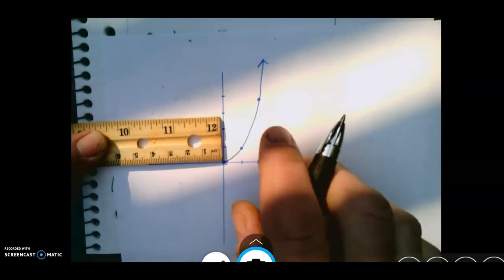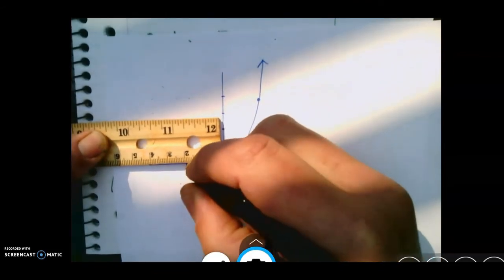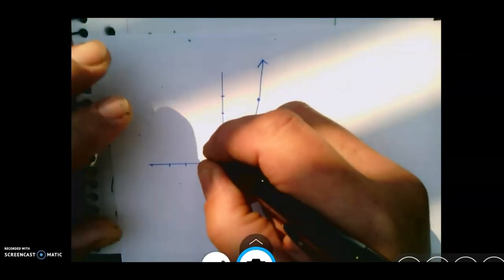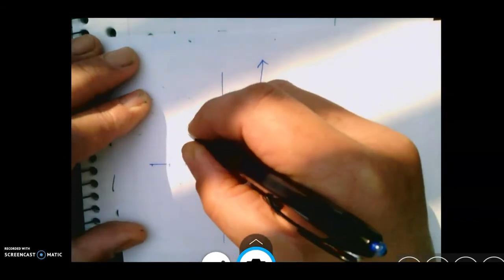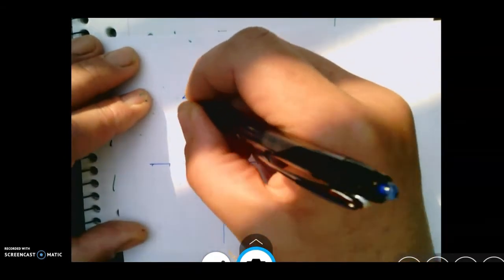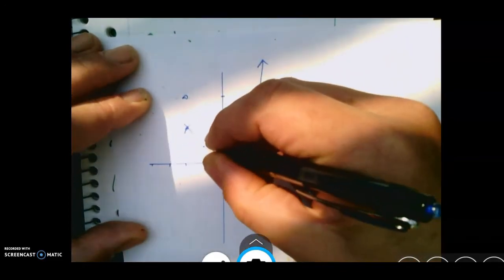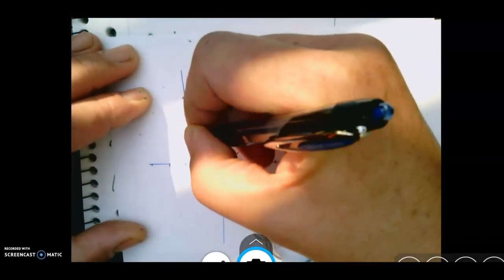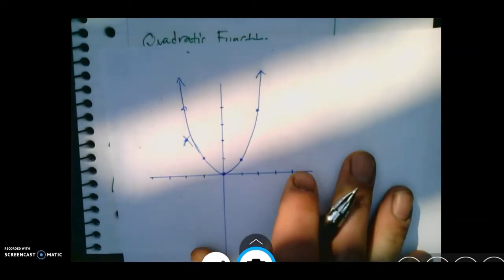I'm going to go in the negative direction. Two was 4. No, 2 was 4 up here. That's wrong. There it goes. And it takes some practice to get that curve nice and smooth like that.